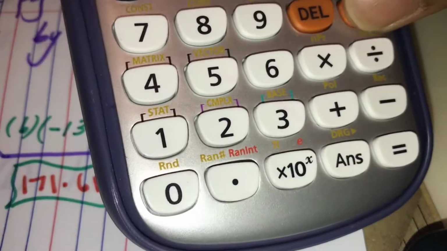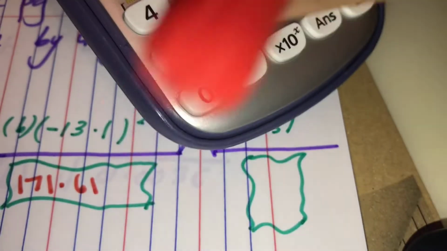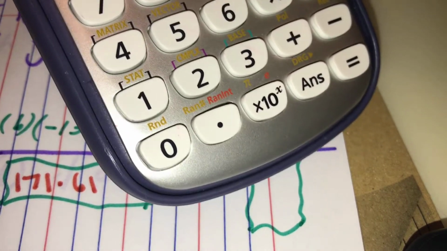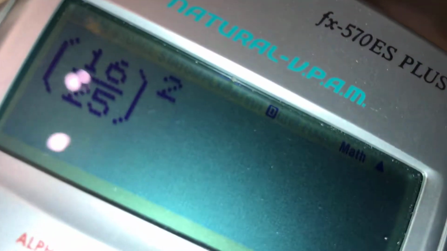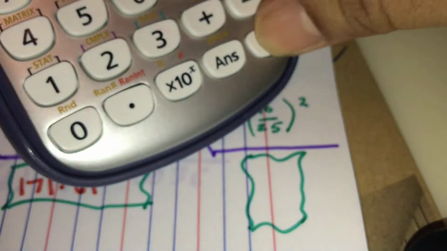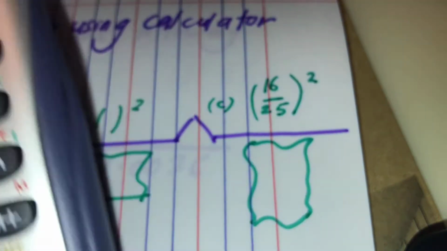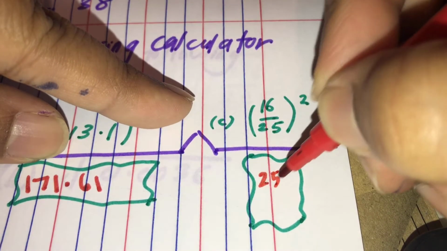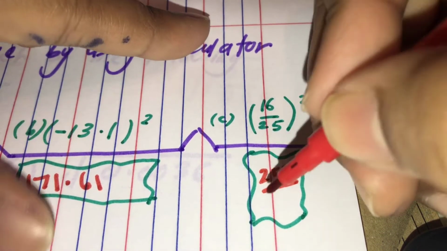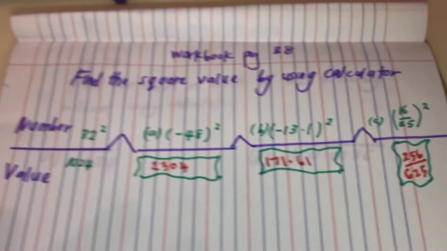Okay, next one, 16/25. You must open bracket first. Then press fraction, 16/25, square, and press equal. This one your answer, 256/625. Okay, so complete your workbook.